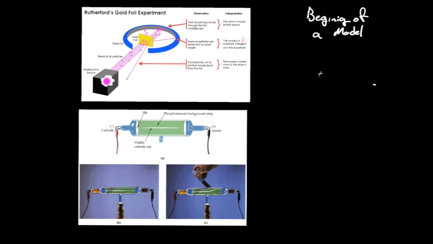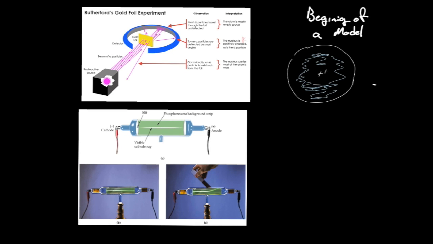And we know that the atom is somewhat larger, and we know that most of the atom is empty space. This is all empty space in the atom. The center has the positive charges. That's what we know.